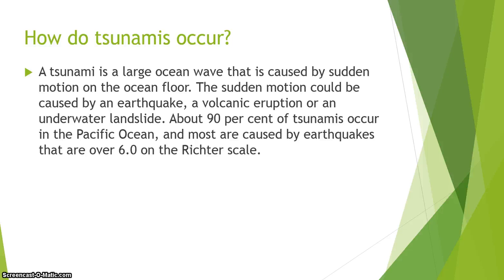Okay, we just looked at earthquakes. Now we're just going to take a couple minutes to look at tsunamis. So a tsunami is a large ocean wave that is caused by sudden motion on the ocean floor. The sudden motion could be caused by an earthquake, a volcanic eruption, or an underwater landslide. About 90% of tsunamis occur in the Pacific Ocean, and most are caused by earthquakes that are over 6 on the Richter scale. So that's that connection I showed you between the two photos at the start of this presentation. So a tsunami is the result of an earthquake under the water.